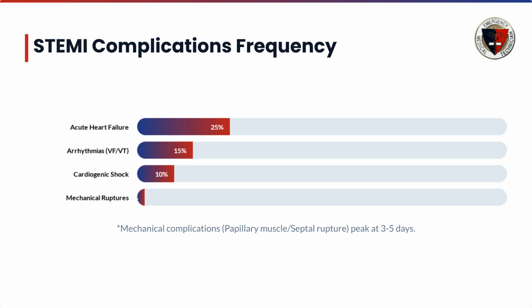Common STEMI complications include acute heart failure at 25%, arrhythmias like VF or VT at 15%, and cardiogenic shock at 10%. Mechanical complications, such as papillary muscle or septal rupture, typically peak at 3 to 5 days post-infarct.